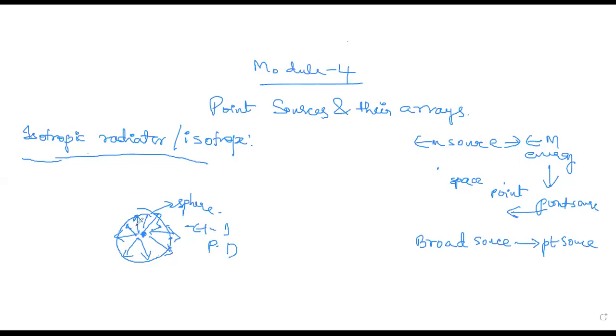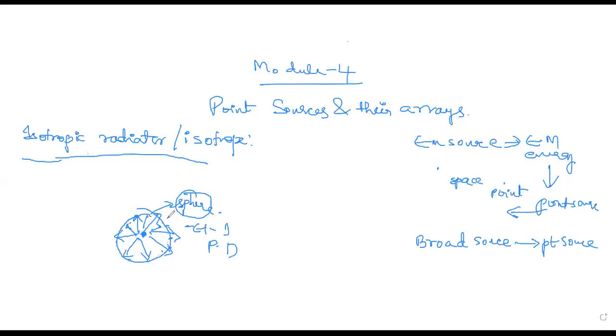An isotropic radiator, or isotrope, is a point source which will radiate energy in all the directions. Since it is equally radiating in all the directions, the pattern can be considered as a sphere, and whatever the electric field intensity and power density are, those will have their values on the surface of the sphere.